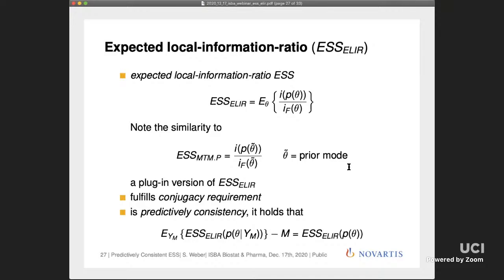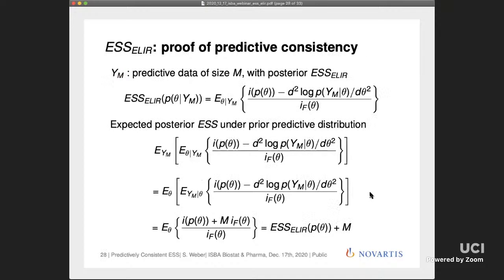You can show this, we've calculated in our paper, that it fulfills the conjugacy requirement. So we get back our known formulas. And it also fulfills the predictive consistency property. So it holds that this equation is true for any m. And the proof of doing so is actually quite neat, and let me try to go through it with you now.